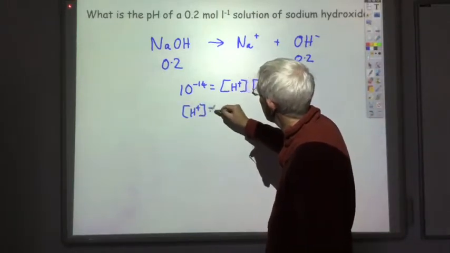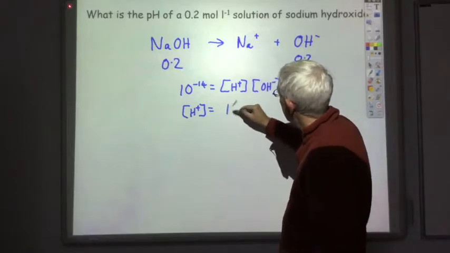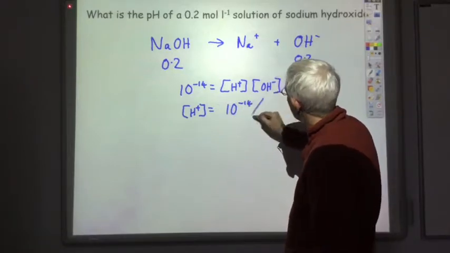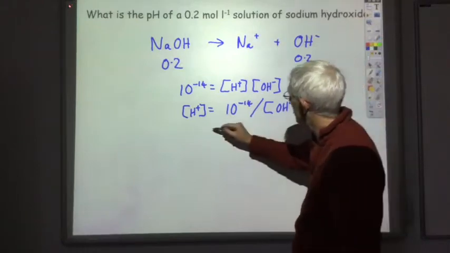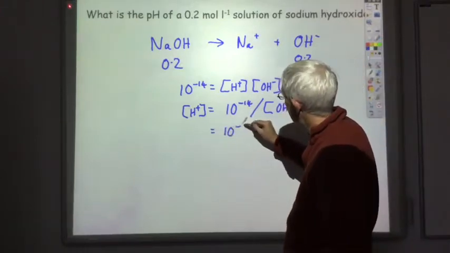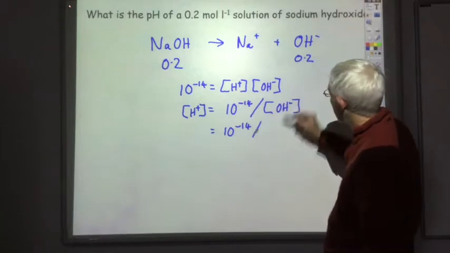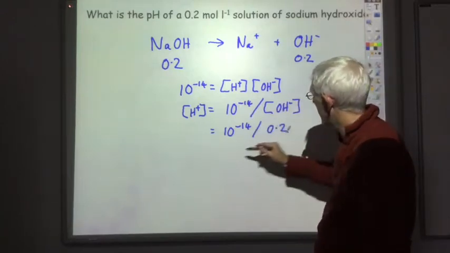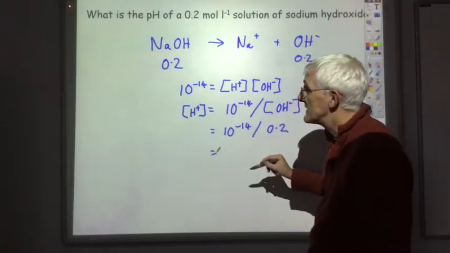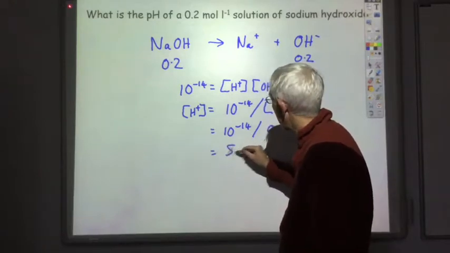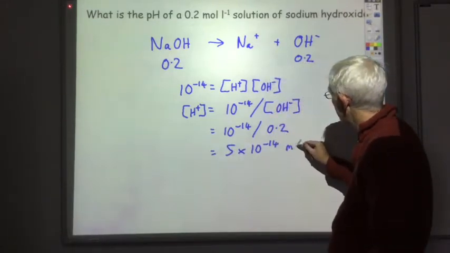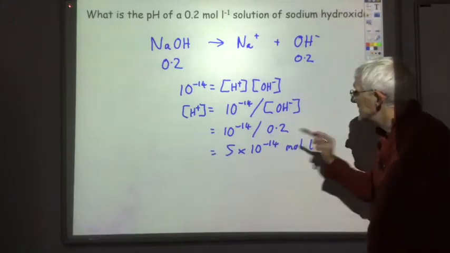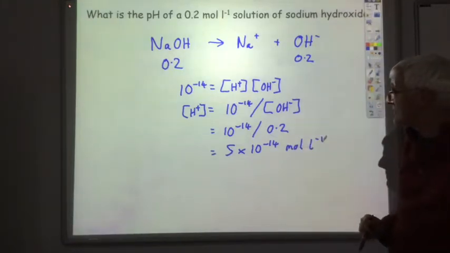So if we rearrange that, the hydrogen ion concentration is 10 to the minus 14 divided by the hydroxide ion concentration. So in this case it's 10 to the minus 14 divided by 0.2, which is 5 times 10 to the minus 14 moles per litre. So that's our hydrogen ion concentration.